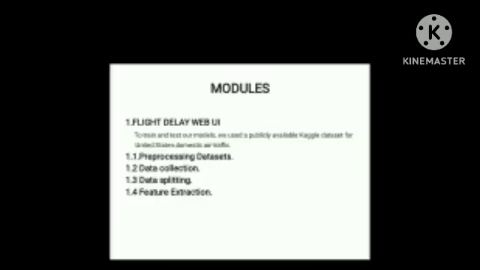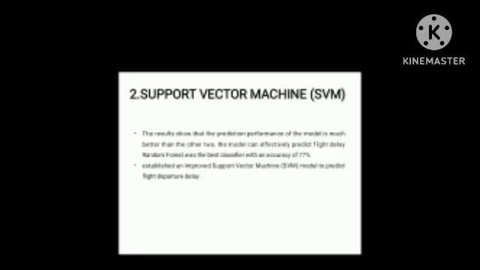And we have some modules: flight delay web UI, preprocessing data sets, data collection, data splitting, and feature extraction. We have used a support vector machine. The result shows that the prediction performance of the model is much better than the other two. The model can effectively predict flight delay. Random forest was the best classifier with an accuracy of 77%.